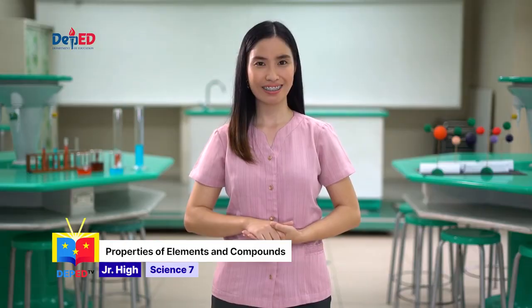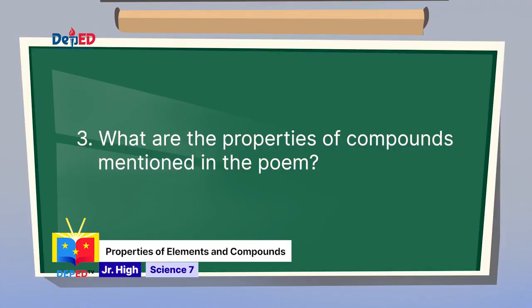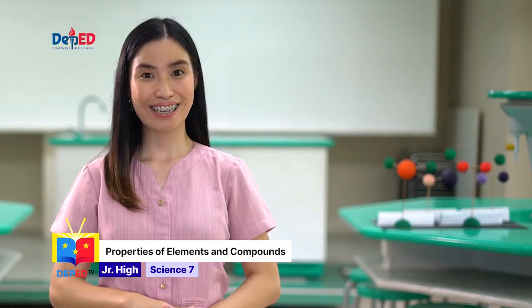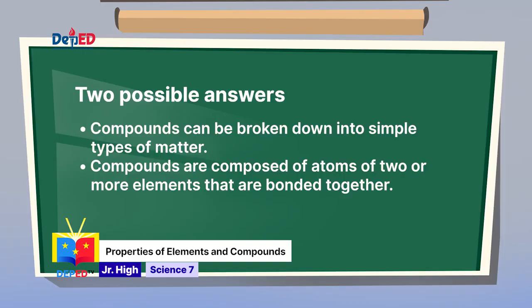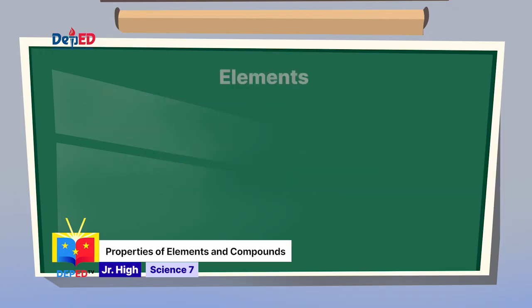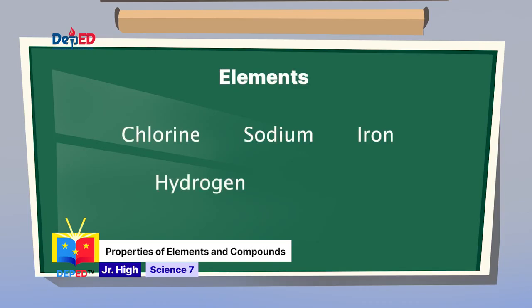Next question. What are the properties of compounds mentioned in the poem? For this question, there are two possible answers. First is, compounds can be broken down into simple types of matter. Second, compounds are composed of atoms of two or more elements that are bonded together. Elements are chlorine, sodium, iron, hydrogen, and oxygen.